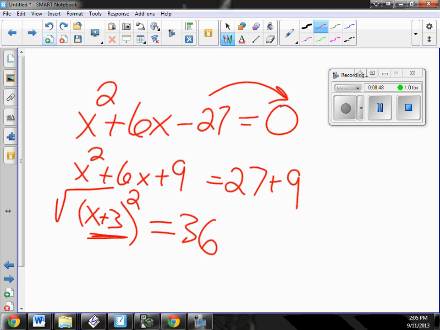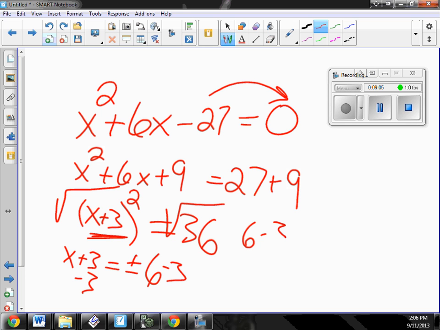I square root, and I square root. x plus 3 equals plus or minus 6. So I'm going to subtract 3. And I get 6 minus 3 is 3. Negative 6 minus 3 is negative 9. And those are my roots.